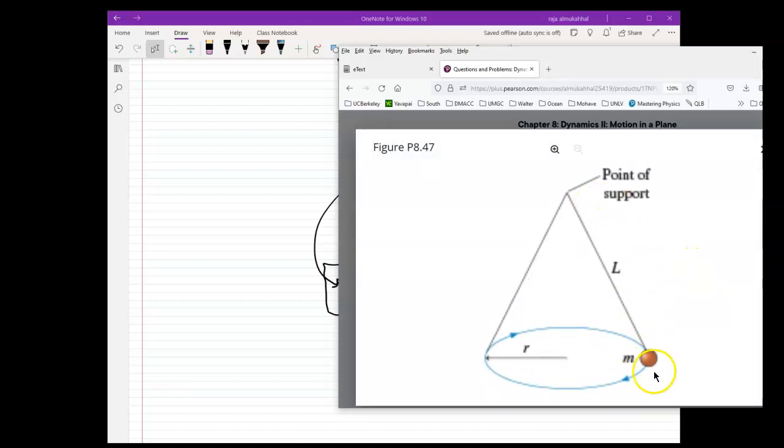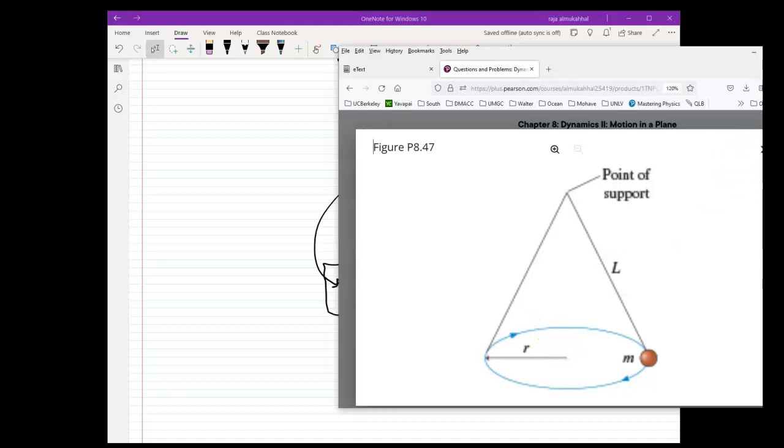So what you have, this is called a circular pendulum. It goes around in a circle. Here's the bob. Here's the pivot right here. And then it goes around like that. Okay? The length of the string is L, and this is the radius of the circular path, right?